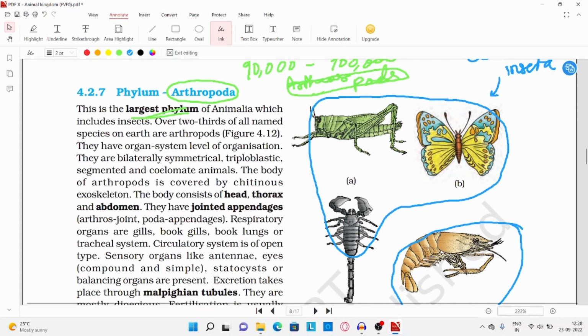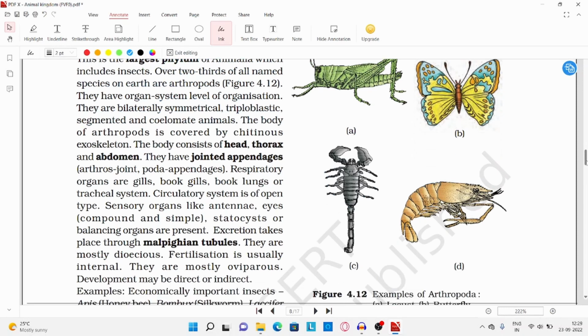First of all, two-thirds of all the named species on earth are arthropods. So insects, they are everywhere. They have organ system level of organization. They are bilaterally symmetrical, triploblastic, segmented, and coelomate. Notice they are segmented but not necessarily metamerically segmented. You know the difference between segmented and metamerically segmented; I have told you in the first part.